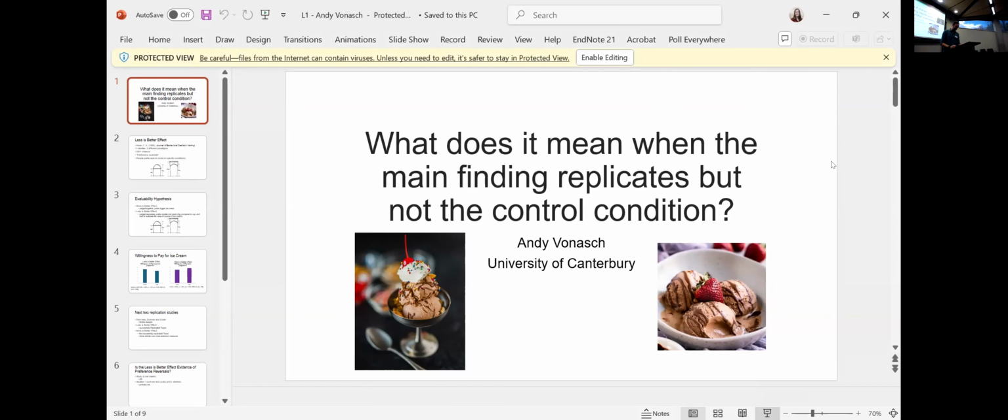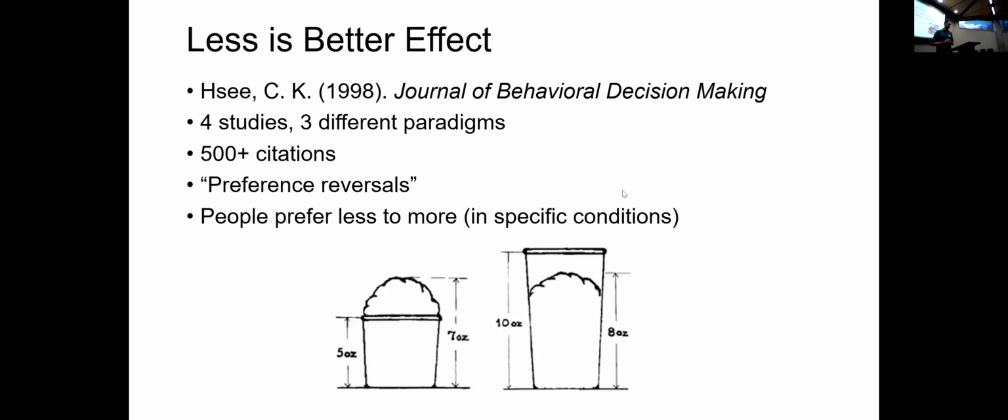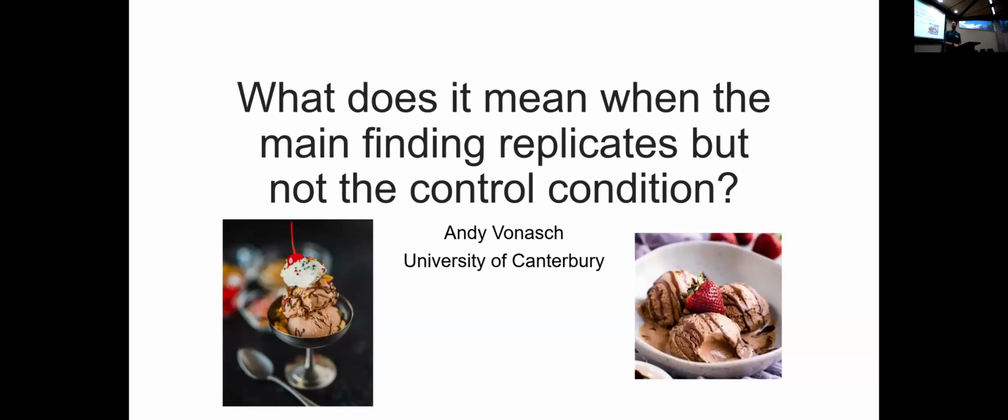Okay, we'll move on to our next speaker now. We have Andrew Vonasch, who's going to be talking about interpreting studies where the main finding replicates, but not the control conditions. Thank you very much.